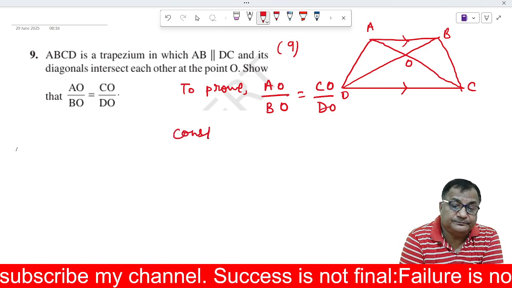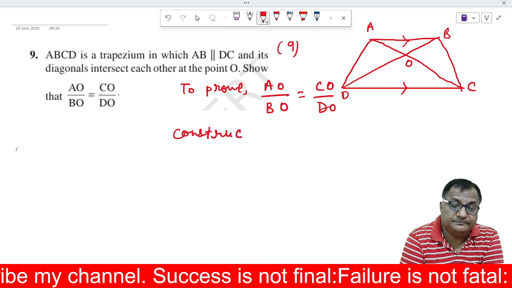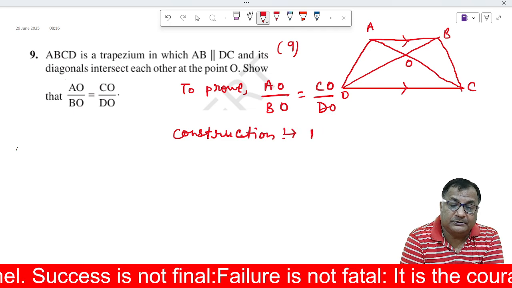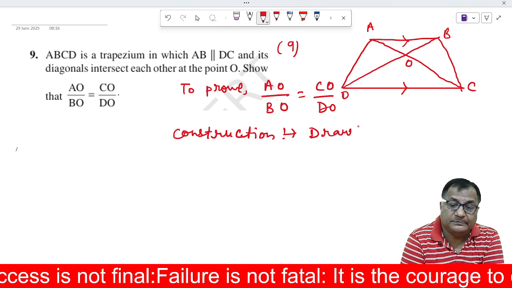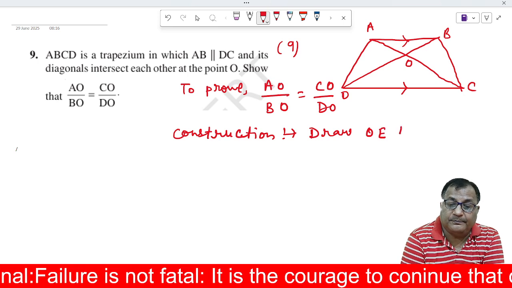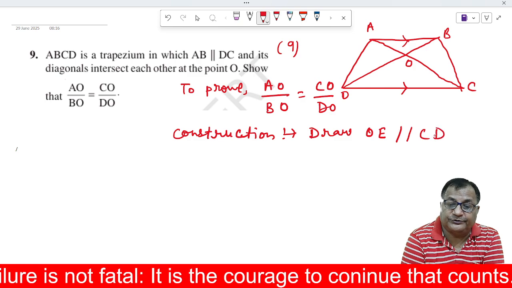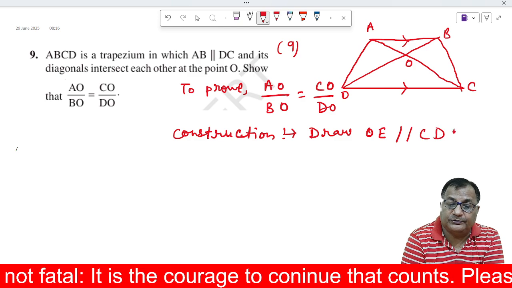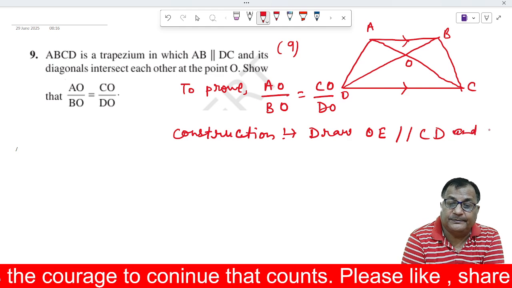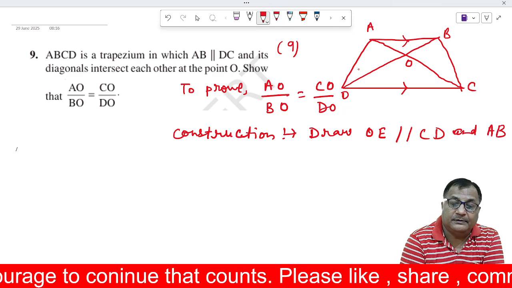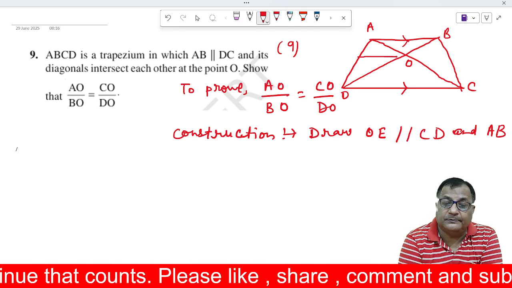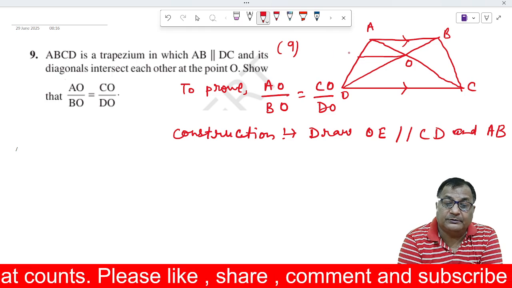Construction. Draw OE parallel to CD and AB. We will draw a parallel line here. This is OE.